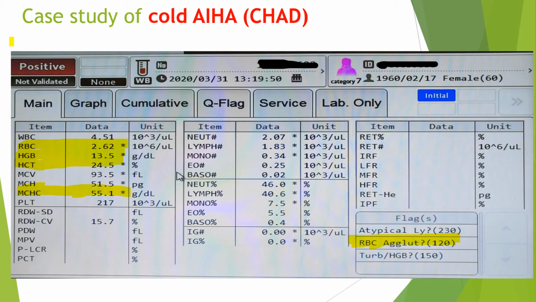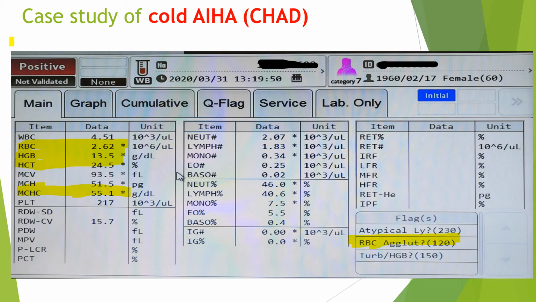If you learn hematology, you will encounter the rule of three, in which the hemoglobin is 3 times the RBC, and the hematocrit is 3 times the value of hemoglobin. Bear in mind that this rule is not applicable for thalassemia cases. Back to our case study, the patient doesn't follow the rule of three. But one significant finding is that the machine gave an RBC agglutination flag. So what should we do with this result?